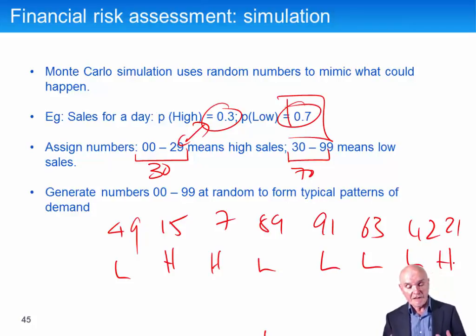You can put this into your cash flow: low sales, high sales, high sales, low sales, low sales, low sales, low sales, high sales, and see your actual bank account going up and down, as it typically could, in much more detail than saying, on average, sales are going to be some sort of expected value of your 0.3 and your 0.7.